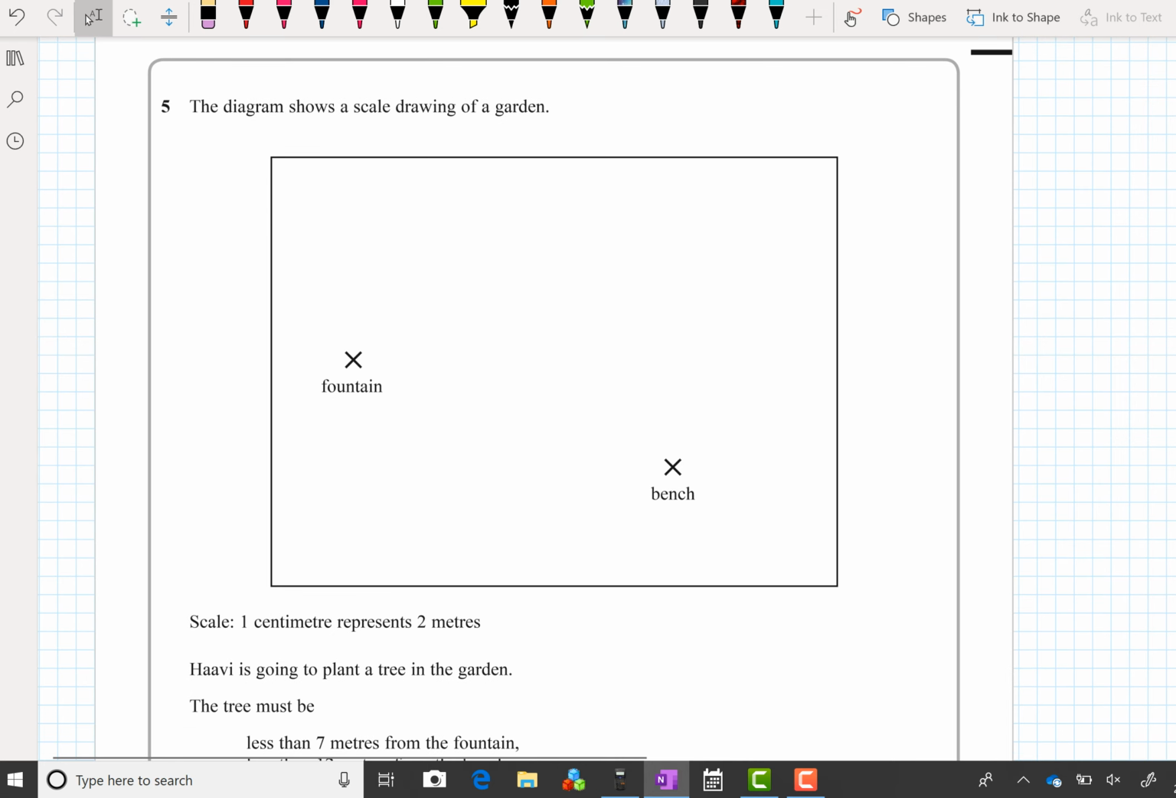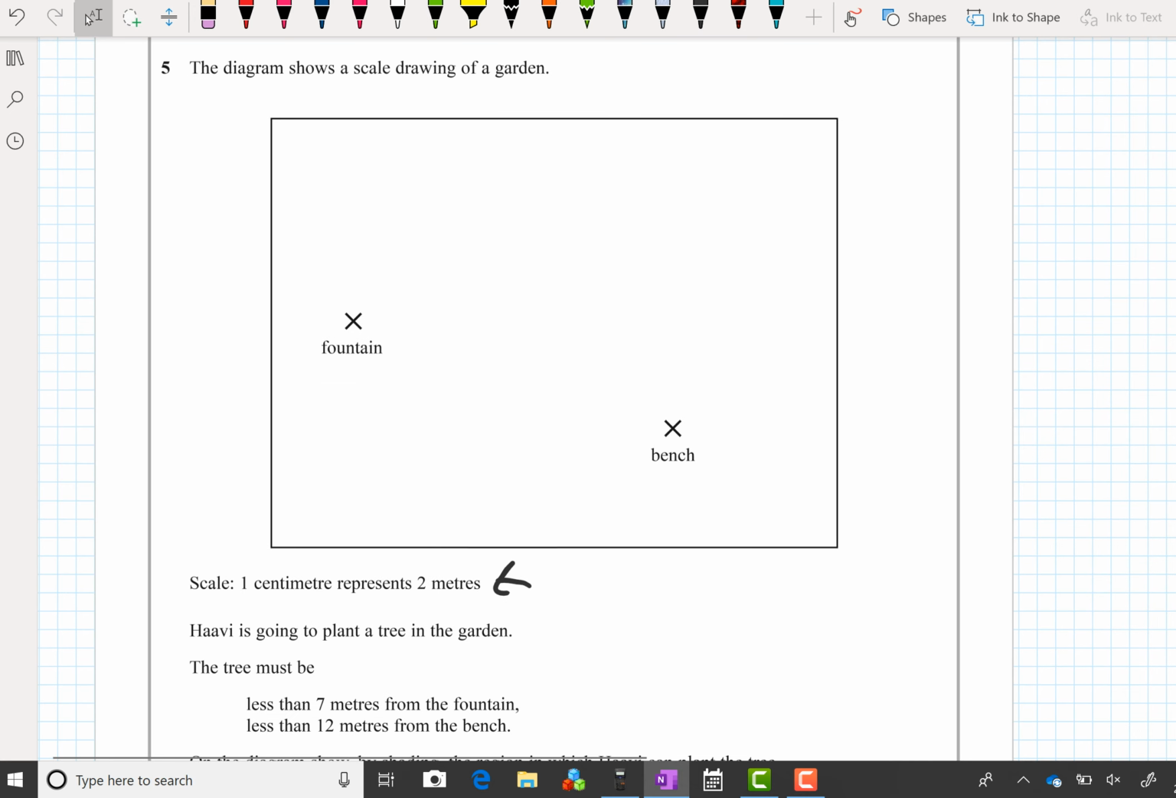The diagram shows a scale drawing of a garden. 1 centimetre represents 2 metres in real life. So 1 centimetre on the page is 2 metres in real life. Harvey is going to plant a tree in the garden. The tree must be less than 7 metres from the fountain.